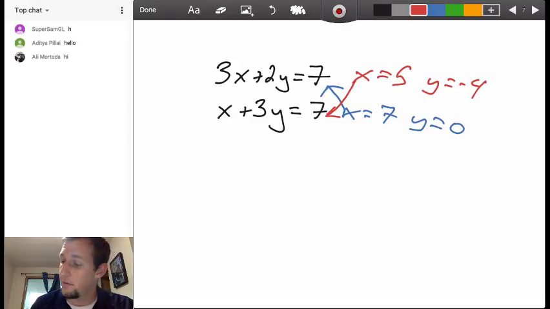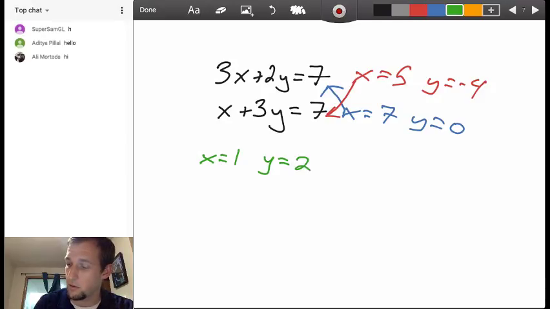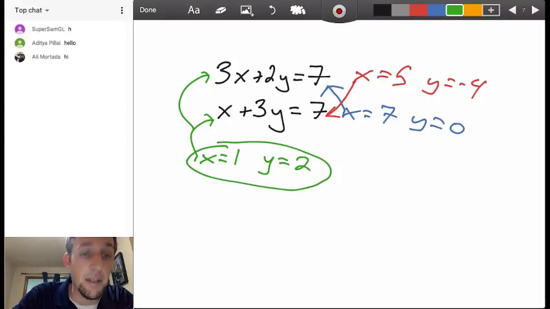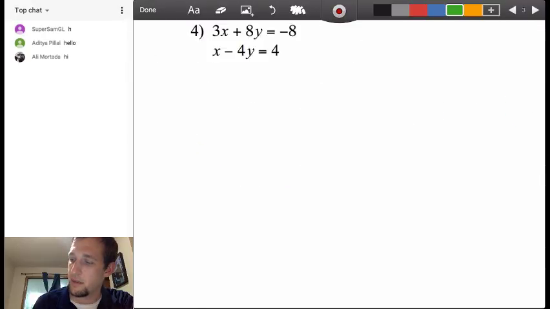But if you were to plug in x equals 1, y equals 2 into both of those equations, it would work, right? If we plug it in the first one, we get 3 plus 4 is 7. If we plug it in the bottom one, we get 1 plus 6 is 7. Okay, so that one works for both. So basically what you're trying to do when you solve a system of equations is find the solution that makes both equations true. Okay, so how do we do that? Well, we have three basic methods: graphing, substitution, and elimination. We'll look at those in order, the basic idea and the basic concept behind each.